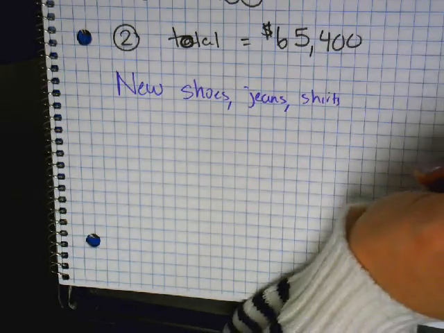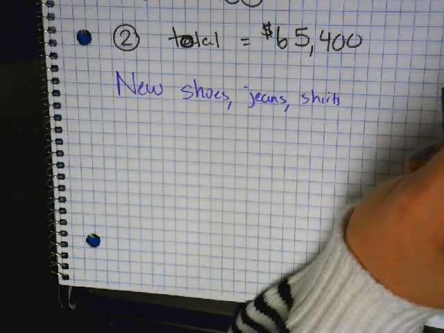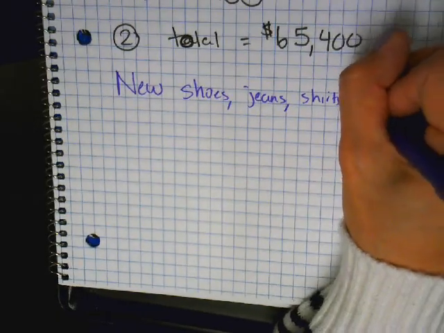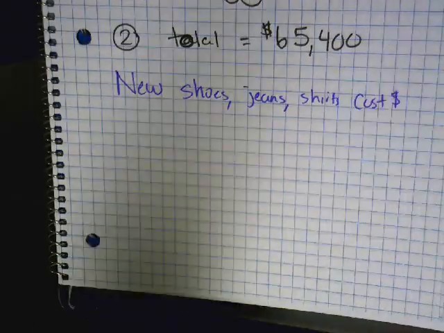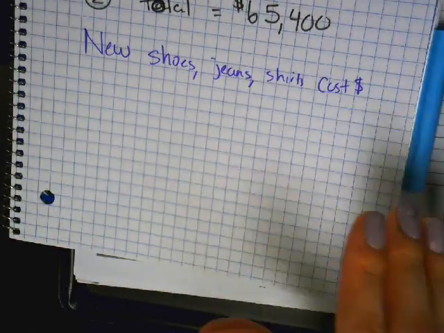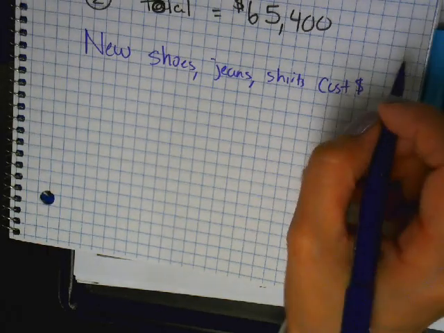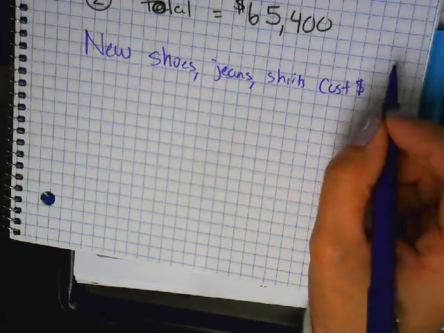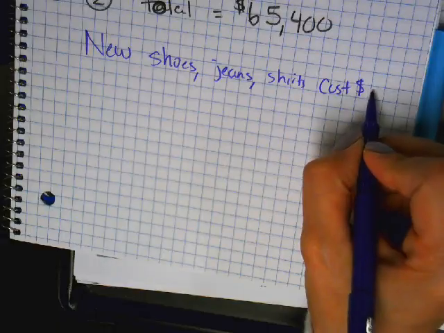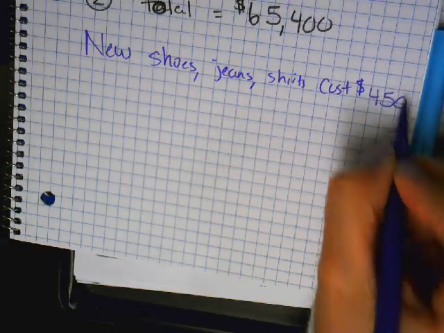We went shoe shopping, jeans and shirts, all cost. How much did our wardrobe cost? How much did we spend on shoes, jeans, t-shirts? $5,000. Wow, that's not mine. Okay, what about 500? That's better. Yeah, let's do $450. How much did you spend?